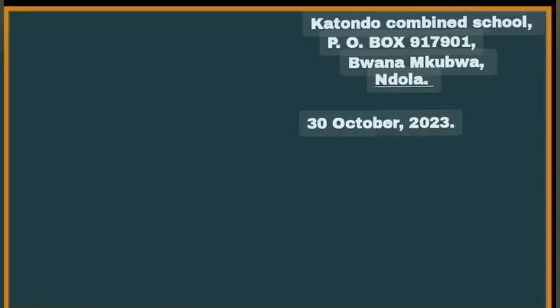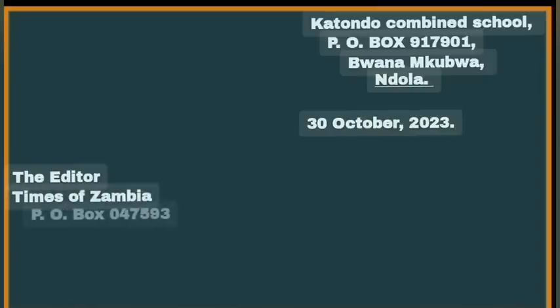So the next one is the editor's address. The editor's address should be on the left side, below the date on the writer's address. Of course here we are writing this letter, which is the article writing, to the editor. So I'm going to choose where I'm writing to. I'm going to say the editor, Times of Zambia. PO Box 47593, Lusaka. That is for the editor's address.